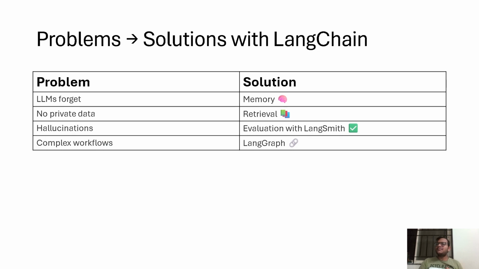Now, what are the problems we have and how does LangChain solve them? LLMs forget, and LangChain provides us with memory so that LLMs don't forget. No private data the LLM can access. We have retrieval mechanisms in LangChain. Hallucinations are a problem. LangSmith helps a lot with hallucinations. It keeps them under control. And for complex workflows, we have LangGraph.